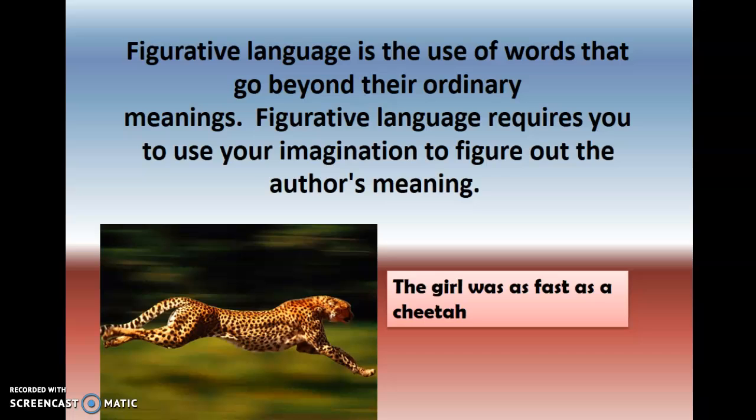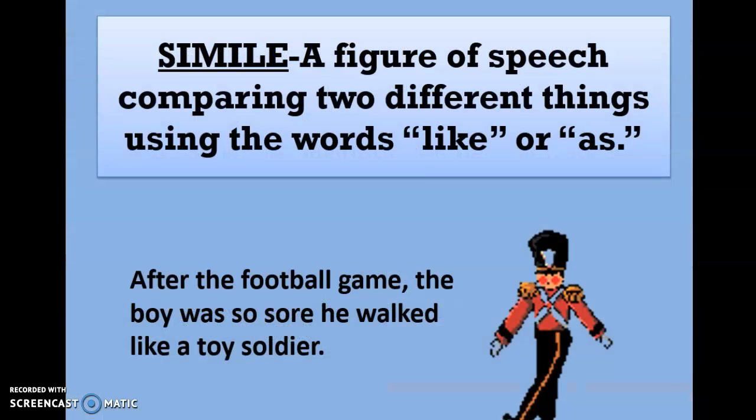Here we have an example. The girl was as fast as a cheetah. We know that people don't run as fast as cheetahs. Cheetah is the fastest land animal. And so it is comparing the cheetah and the girl by speed.